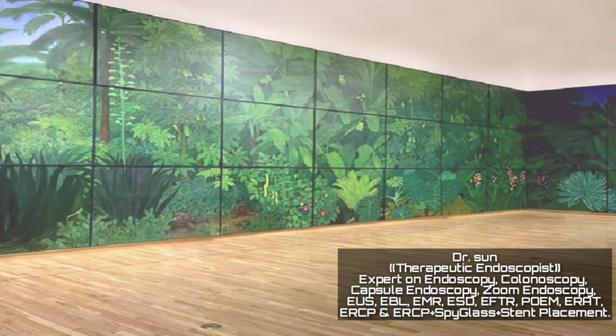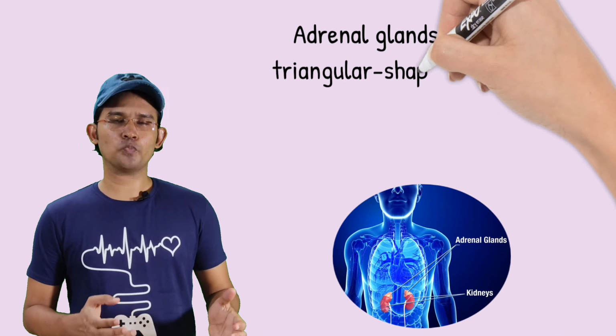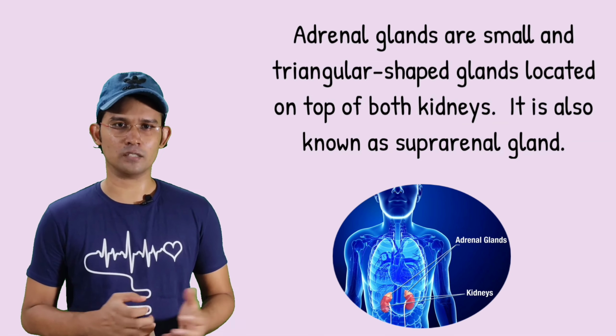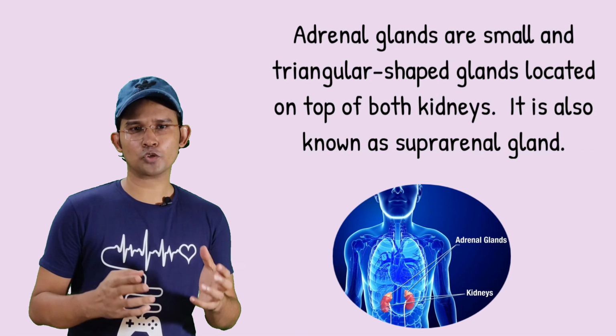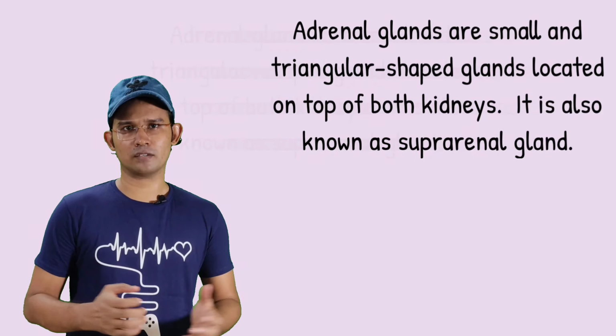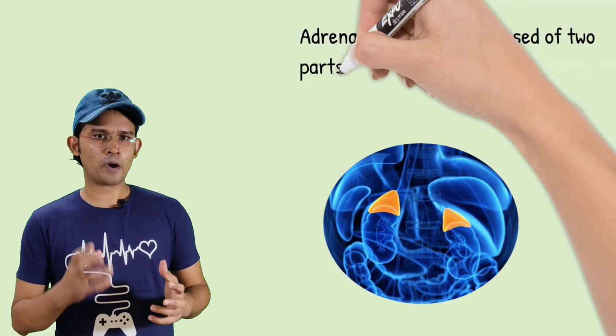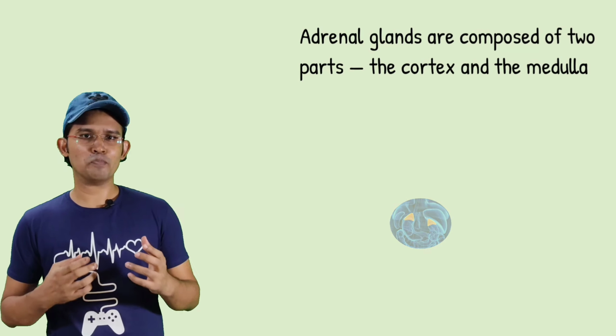Today I'm going to talk about the adrenal gland. Adrenal glands are small triangular shaped glands located on the top of the kidneys. It is also known as the suprarenal gland. Adrenal glands are composed of two parts, the cortex and a medulla.